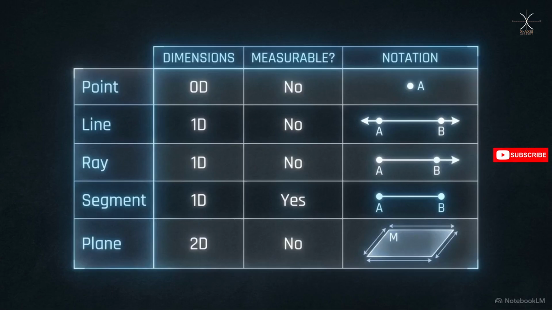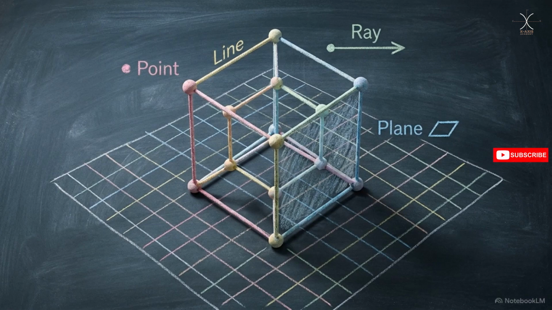This summary shows how points, lines, rays, segments, and planes are categorized by their dimensions and measurability. These definitions provide the technical vocabulary required to describe the properties of any shape or coordinate system in geometry.